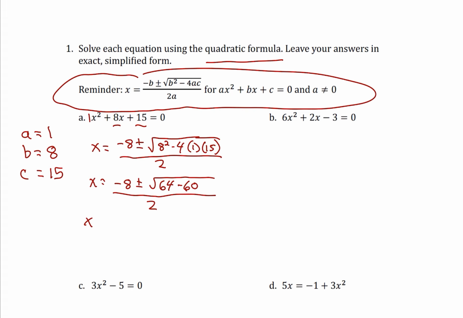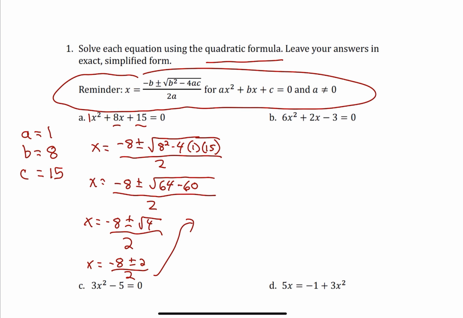All right, and so now I'm going to simplify again. x equals -8 plus or minus the square root of 4, and I'll write that still as 2 steps, over 2. All right, so now we know that the square root of 4 is just 2. So here I'm going to just say x equals -8 plus or minus 2 over 2. And now we're going to simplify that.